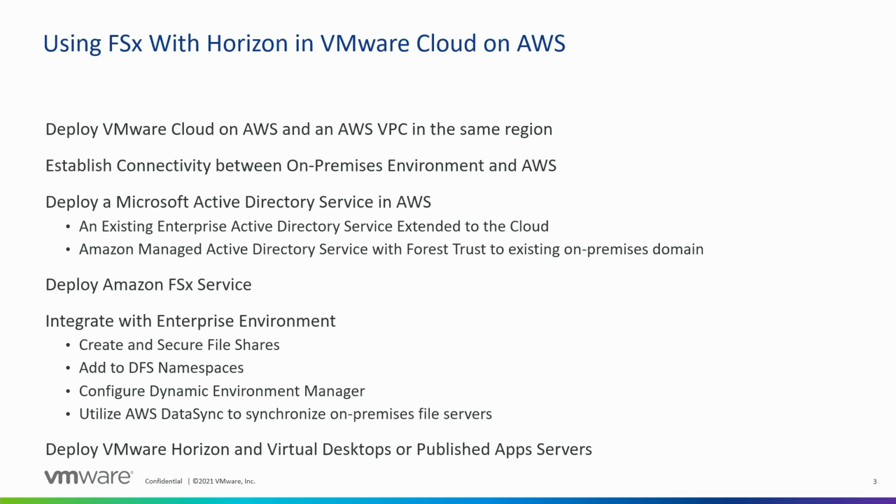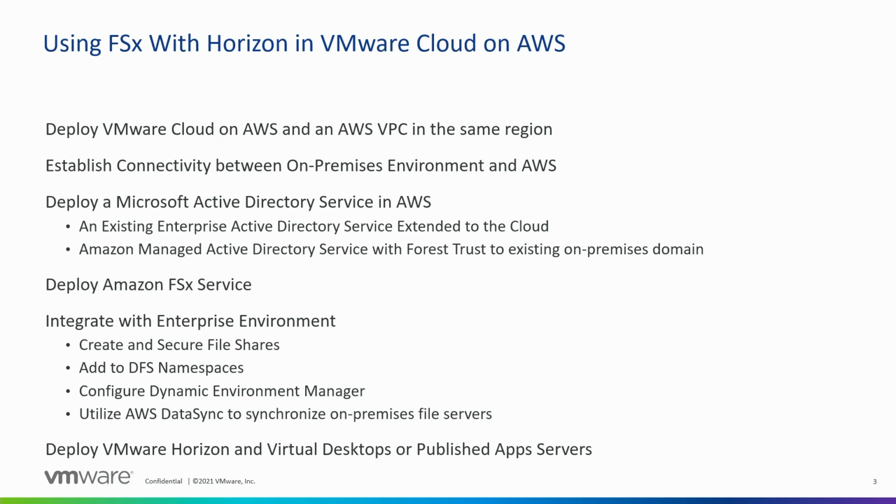Now, once we have our SDDC and our VPC deployed and we have our connectivity established, we would need to deploy a Microsoft Active Directory service in AWS. Now, this could either be a standalone Active Directory environment, utilizing a service such as Amazon Managed Active Directory Service, or you can extend an existing Enterprise Active Directory environment by deploying domain controllers for that domain in the cloud. If you do utilize a standalone Active Directory service, but you still need to connect to on-premises resources, you would have to use a Forest Trust to connect to the existing domain.